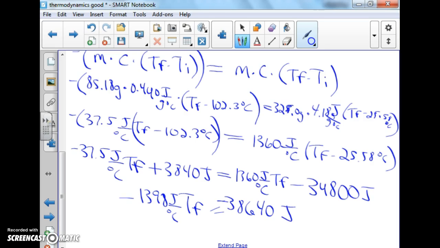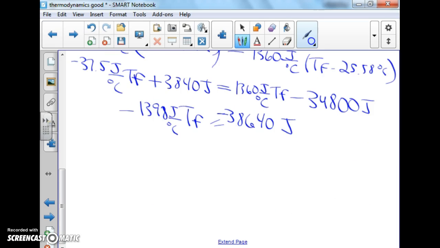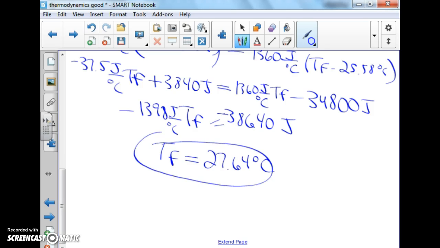All right, now what are we going to do to get TF by itself? Divide both sides by 1398. So divide both sides by 1398. And they're both negative, so the negatives cancel. And I end up getting 27.64 degrees Celsius. Now, how do I end up on degrees Celsius? What happens to joules? Joules will cancel. So this is your final answer.